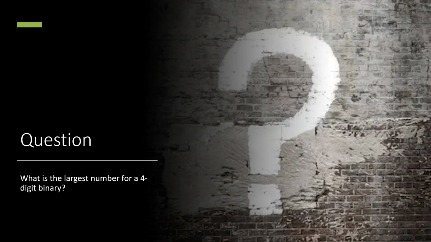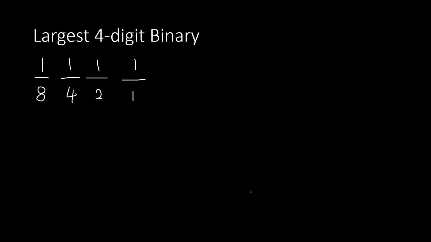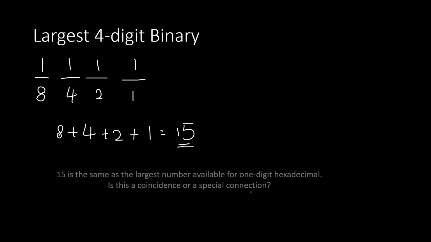So as we are talking about the largest number, now let's think about what is the largest number available for a 4-digit binary. It turns out to be very simple. The largest one, we just write 4 ones there, which if we add it up together, is 15 in Denary. Well, 15 is the same as the largest number available for a 1-digit hexadecimal. Is this a coincidence, or do they have a special connection?